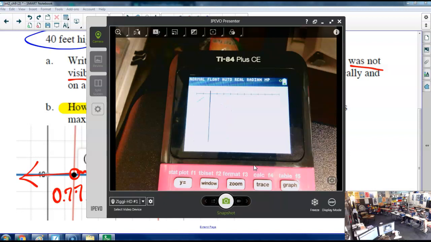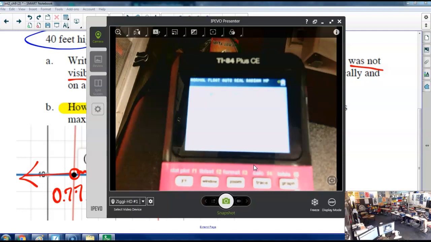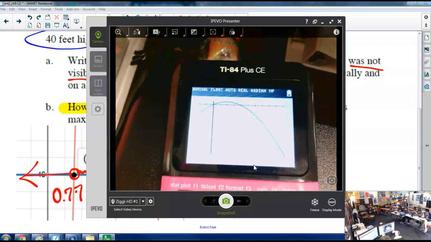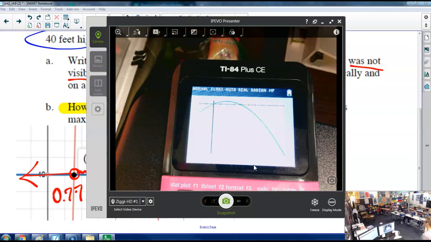Zoom is right beside window. If I hit zoom fit, this is poopy though. That's a horrible window for this situation, because it's trying to graph as much of the parabola as it can. We don't care about that part. We don't care about negative time. We don't care about negative height. This is why zoom fit is a bad idea normally.